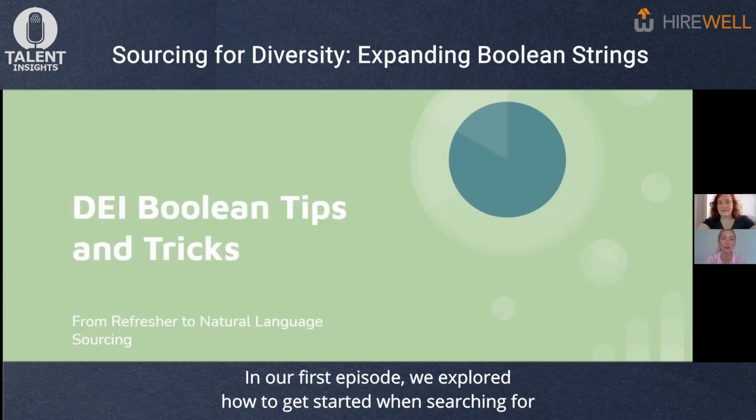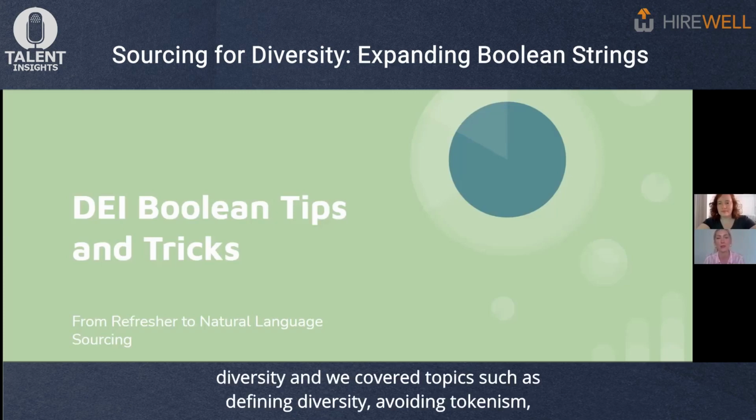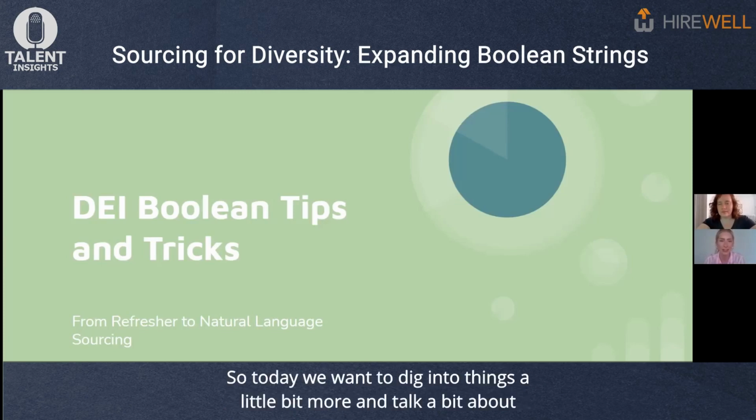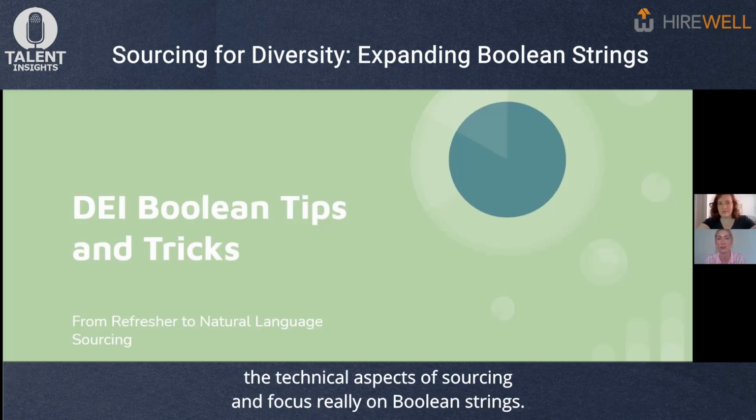Welcome to the second episode of Sourcing for Diversity, Expanding Boolean Search Strings. In our first episode, we explored how to get started when searching for diversity, and we covered topics such as defining diversity, avoiding tokenism, and creating inclusive environments. So today, we want to dig into things a little bit more and talk about the technical aspects of sourcing and focus really on Boolean strings.